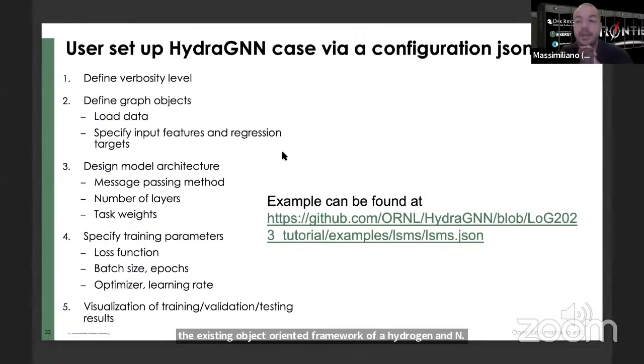In order to enable as much user friendliness as possible in how the user can interact with Hydrogen NN to construct a model and train it on a specific application, we strongly rely on a JSON file, which is a very simply structured parsing file to read all the different aspects that govern and characterize the way Hydrogen NN behaves at different degrees of scalability.